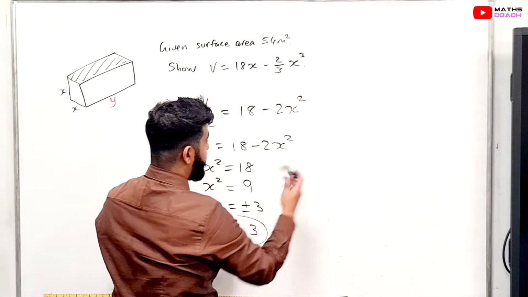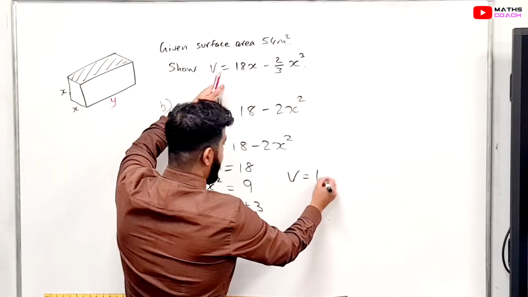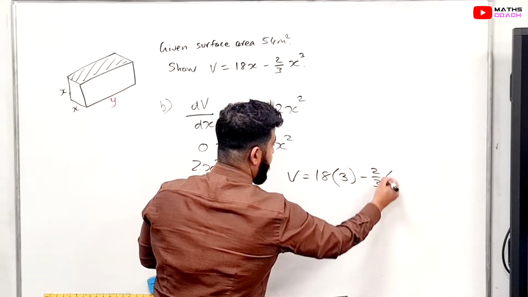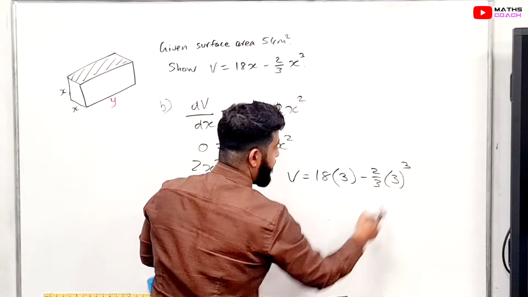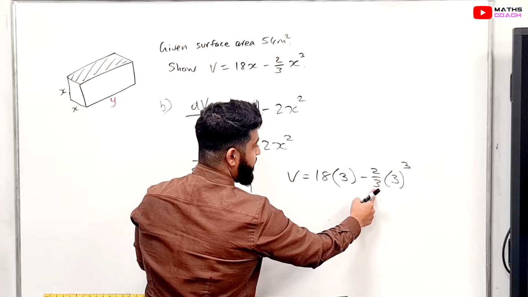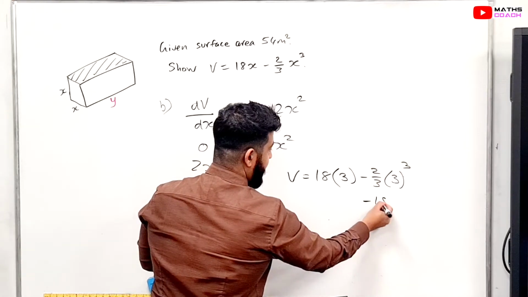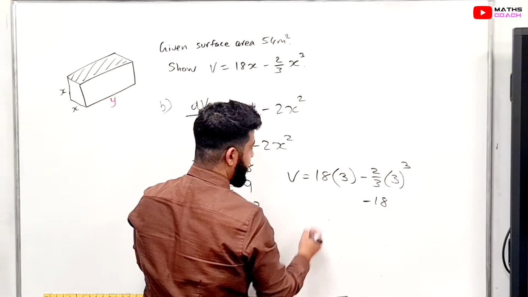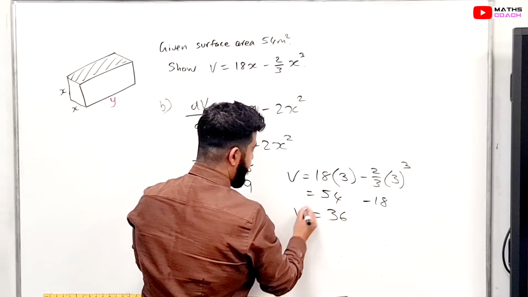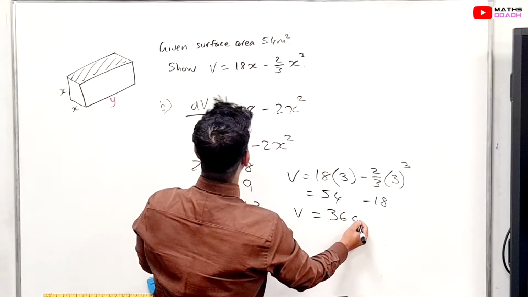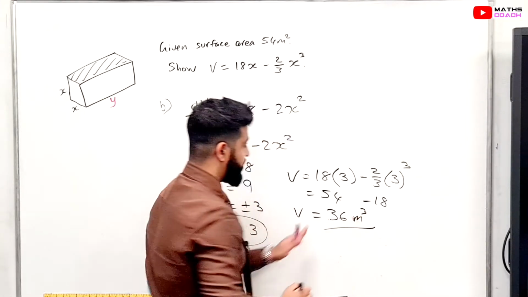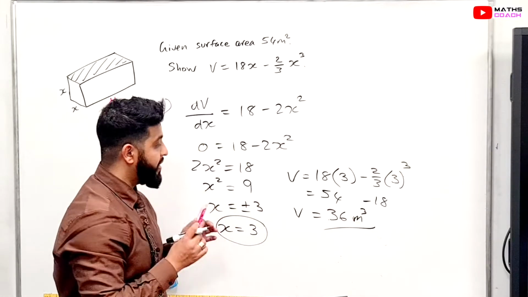So what do we have for v? We have 18 times 3 minus 2 over 3 cubed. 3 cubed is 27. 27 divided by 3 is 9, times by 2 is 18, and 18 times 3 is 54. So therefore 54 minus 18, the answer is v is equal to 36, and it's in meters cubed. So the volume is 36 meters cubed.